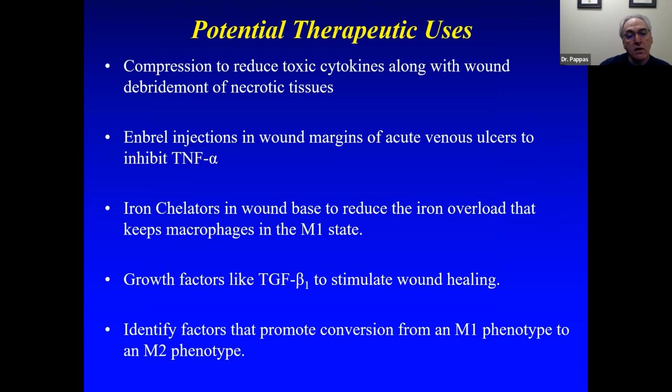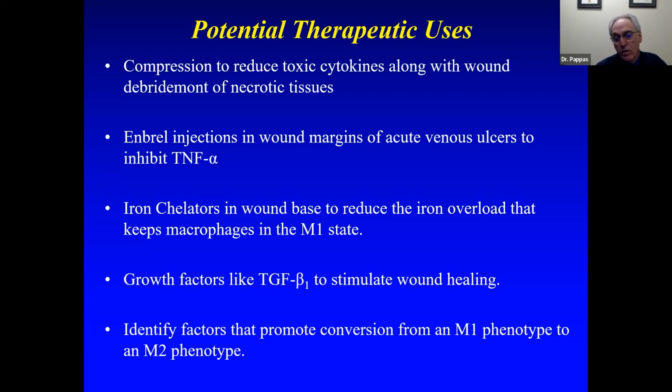So, potential therapeutic uses of this basic science information. So compression to reduce toxic cytokines. Obviously, we know that compression therapy works. It's been the standby for over 2,000 years. Literally, I mean, we've got records that wound bandaging helps these wounds heal. To me, it's interesting to think that Enbrel might actually help wound healing in venous ulcer patients. Iron chelators, to me, is a no-brainer.